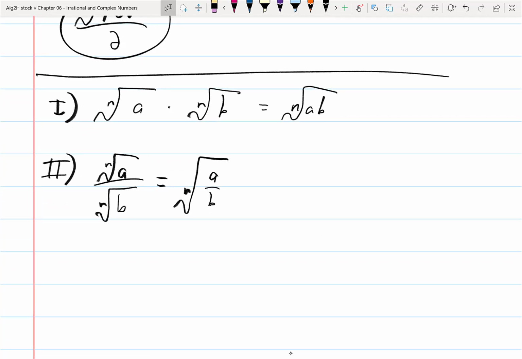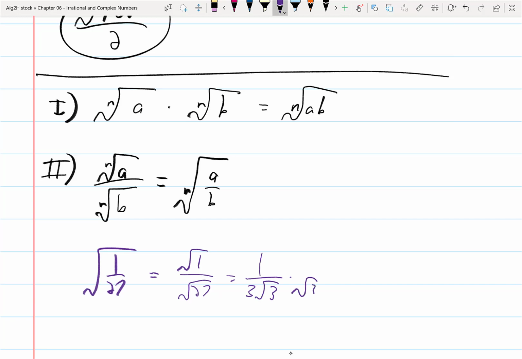This actually happens when you see things like this. If I have the square root of 1/27th and I want to simplify that, well, that can be broken up into the square root of 1 over the square root of 27, or 1 over 3 cubed root of 3. And then when I multiply this by cubed root of 3 over cubed root of 3, I get the cubed root of 3 over 9.